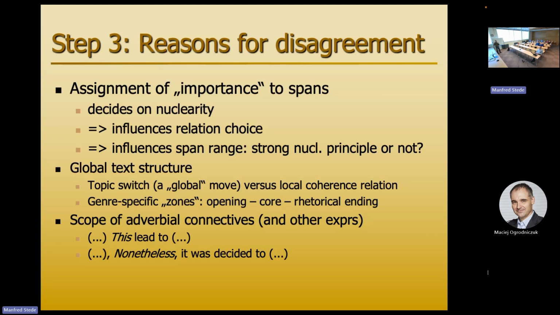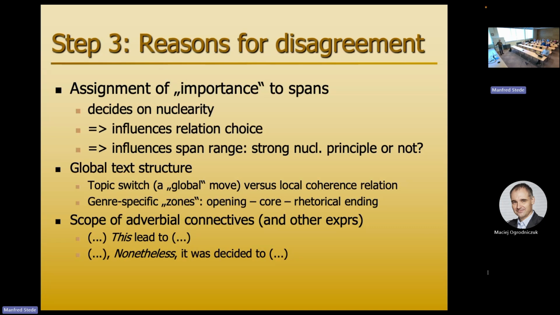The strong nuclearity principle, you can apply it in your analysis, or you can not rank it as important and make your decisions on other grounds, such as global text structure. Sometimes there are topic switches in text, right? I describe something here and then some other event that is vaguely related. Do I want a break in the tree? Yes, maybe I want one, because different topics. On the other hand, there is a local antithesis relation between the two units at the meeting point between these two topics. So I can prefer either the topic switch and then a big break there, or I can mark the local coherence relation and then get a different structure.